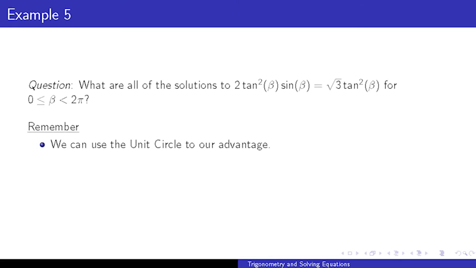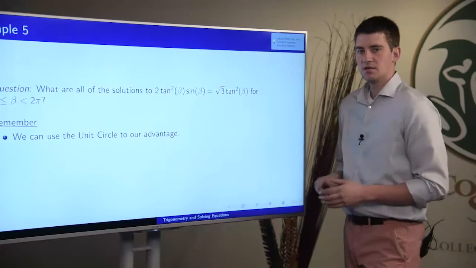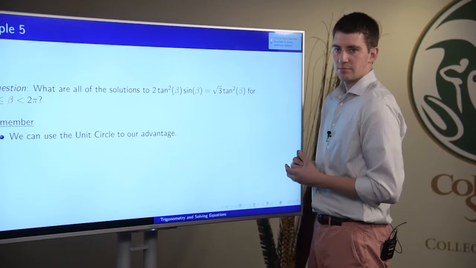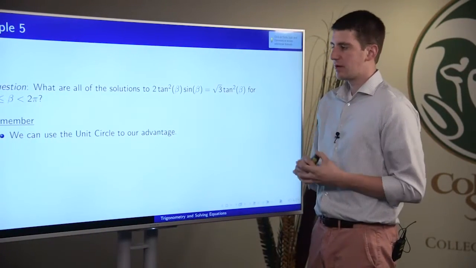Let's look at a similar example. Let's ask the question, what are all the solutions to 2 tangent squared of beta times sine of beta is equal to square root of 3 times tangent squared of beta, for beta greater than or equal to 0, but less than 2 pi. So this looks very complicated, but we just need to keep our general process in mind.